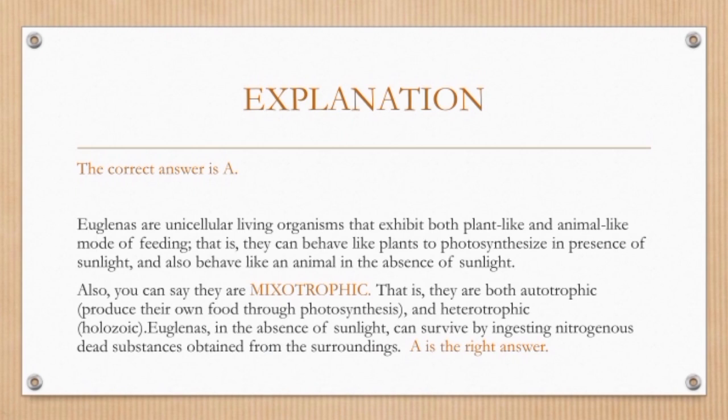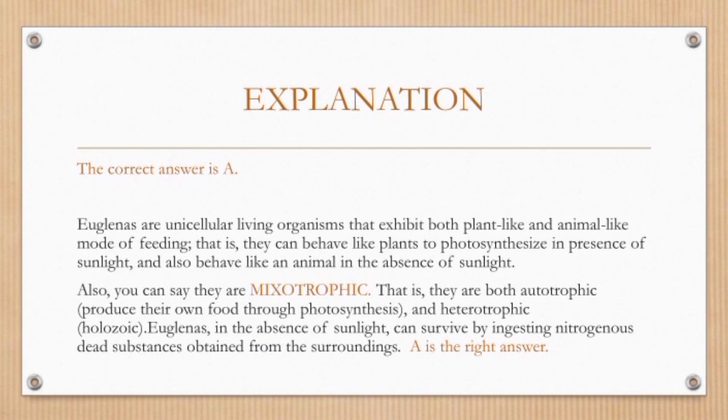So Euglena is a unicellular living organism that exhibits plant and animal characteristics, that is, in its mode of feeding. So they can behave like plants to photosynthesize in the presence of sunlight. But if you read that question very well, they talked about a dark room for 2 weeks. So there wasn't sunlight. That is probably why they behave as an animal in the absence of sunlight. So in that question, since there wasn't sunlight, Euglena behaved as an animal.